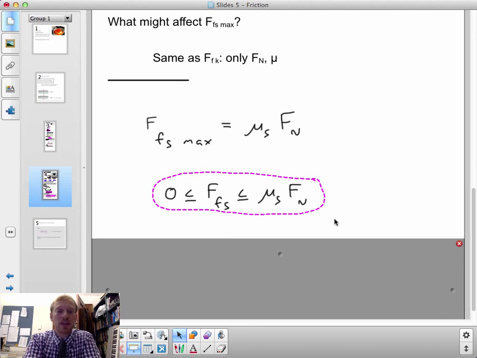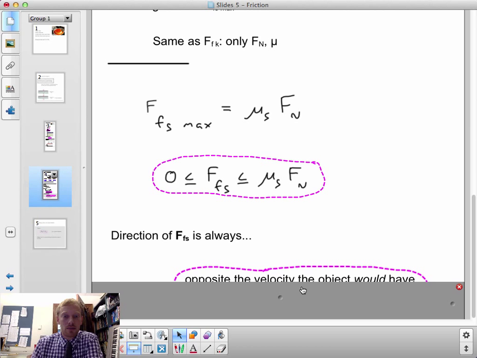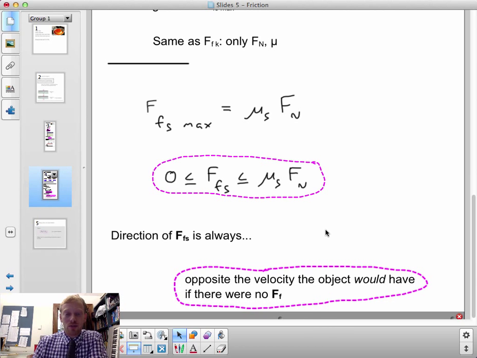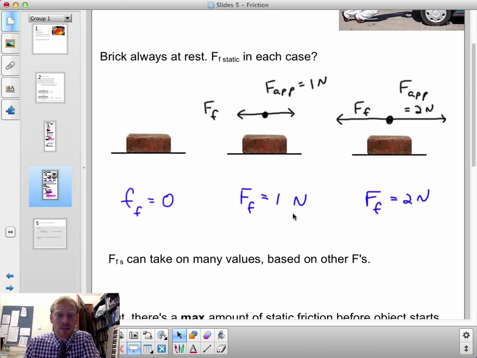Here's our force law for static friction. Static friction force can be as little as 0 newtons and as much as some maximum value given by the coefficient of static friction times the normal force between the two objects. The direction of a static friction force is always, and this is a little tricky, always opposite to the velocity that an object would have if there were no static friction force. So let's just think about that with a concrete example. With this brick, I apply a force with my finger to the right. What direction is the static friction force acting? To the left. Opposite to the acceleration, the velocity that the brick would have if there were no static friction force.